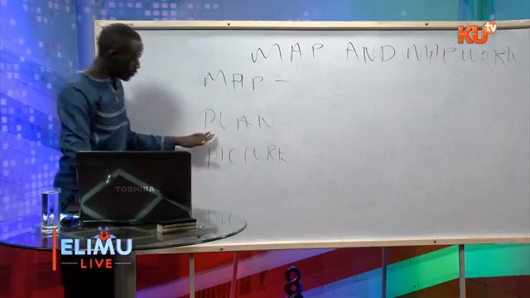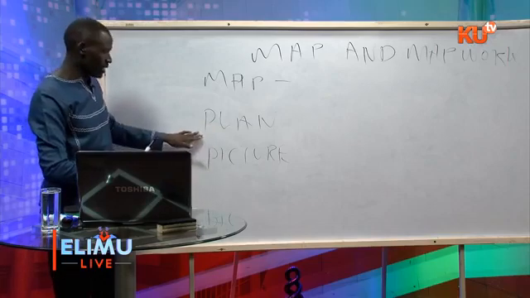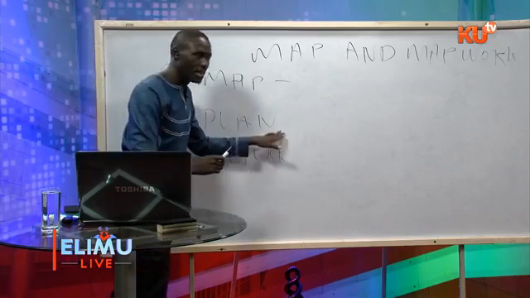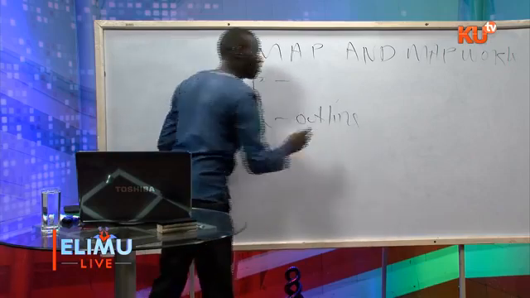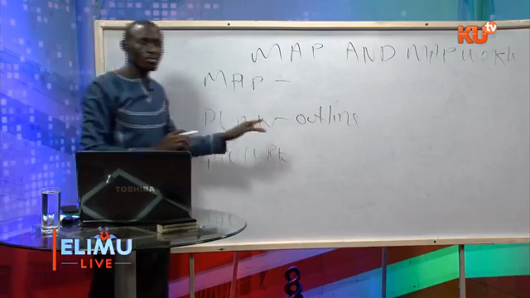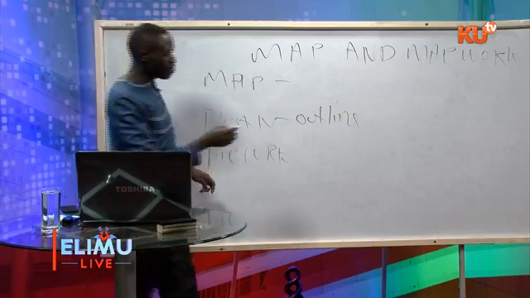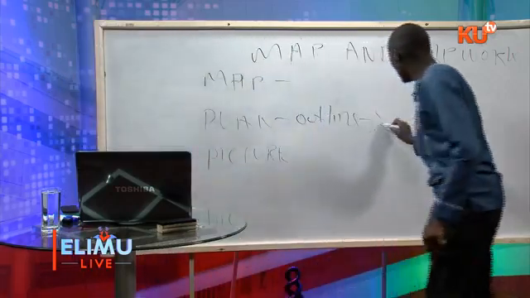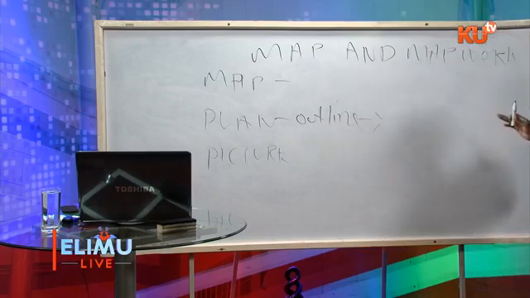Then when we come to a plan, a plan is an outline of a structure or an object that is drawn to a scale. The scale will be defined by the drawer, the person who draws the plan. A plan is quite different in that it gives the dimensions of a structure that has been drawn.